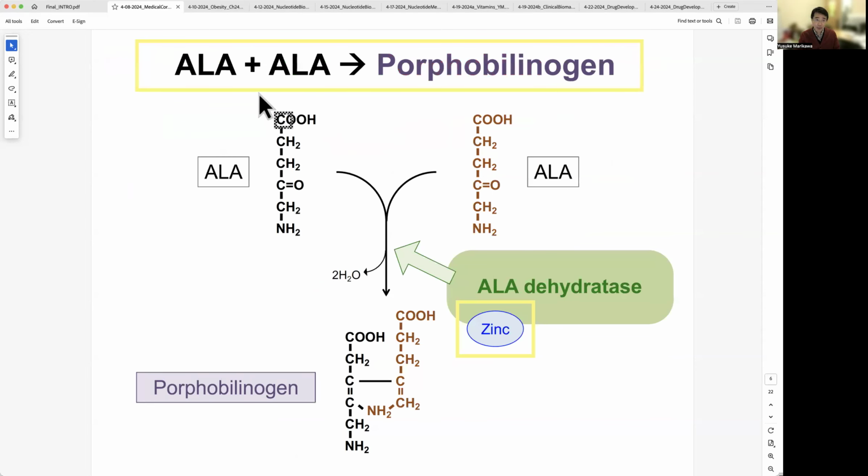Then you put two ALA together, makes porphobilinogen. Yeah, two ALA together to make porphobilinogen. Here, the important thing is this reaction is catalyzed by an enzyme, but the enzyme name is okay, you don't have to know. But you need to know the cofactor. Zinc is involved, it's necessary for this porphobilinogen synthesis from ALA. Okay, I'm going to come back to that zinc aspect later on.